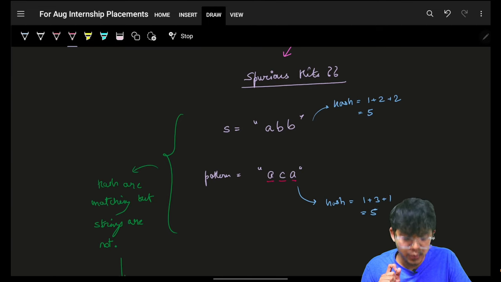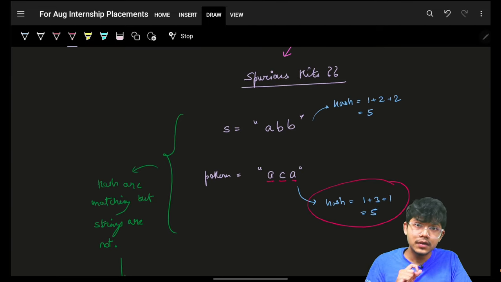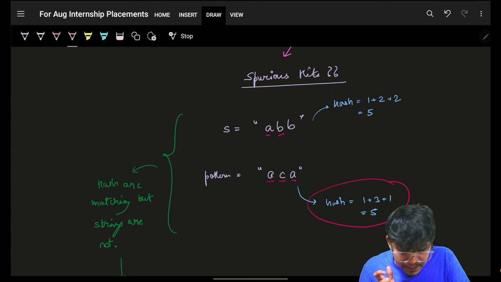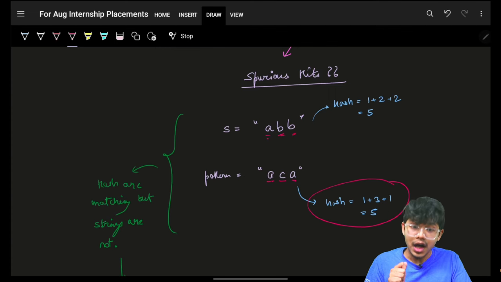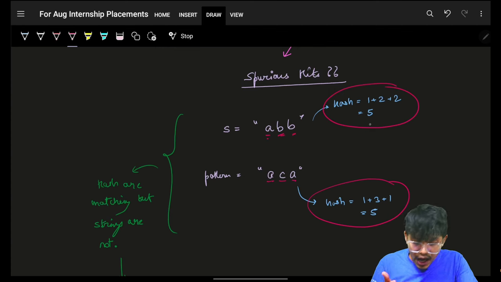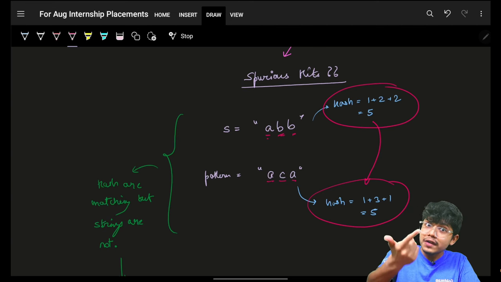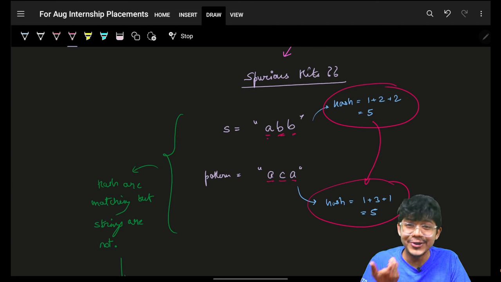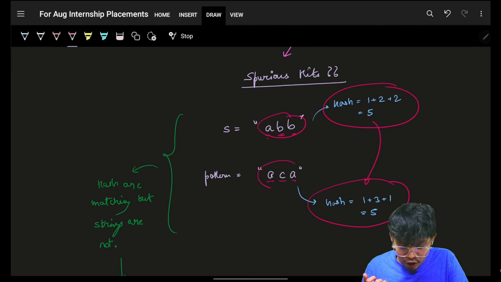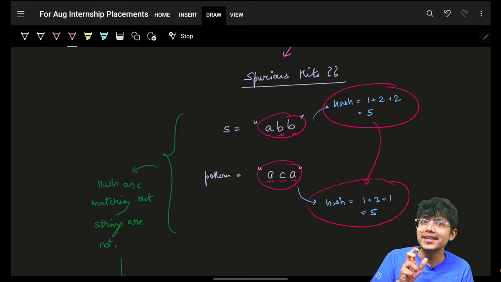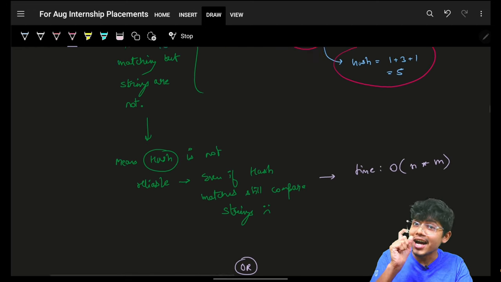1 plus 3 plus 1, hash will be 5. What if I give you ABB? 1 plus 2 plus 2, again hash is 5. Oh, hash is the same, which means you will infer strings are also same. But bro, you can easily see ABB is not equal to ACA, which means your hashes are not good.